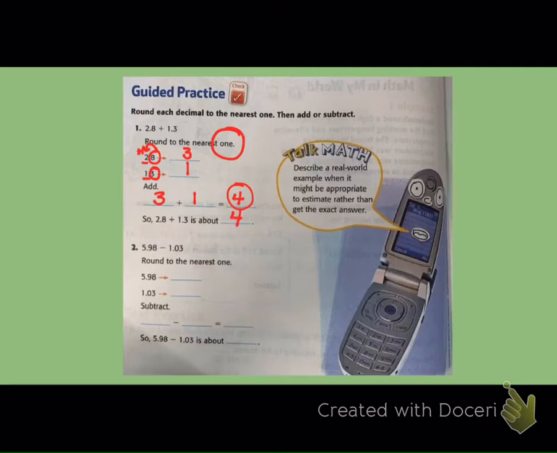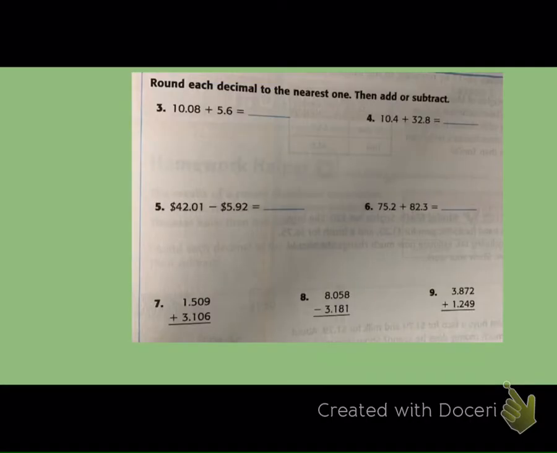All right, I'd like you to go ahead and do number 2. Pause the video right now and then come back after you have completed number 2. All right, so we are rounding again to the nearest 1. So I'm circling that 9. It's going to make that get bigger, so the 5 will become a 6. This 1 stays 1. So when I subtract these two, 6 minus 1, it is 5. Our estimate is about 5. And hopefully you all got that correct.